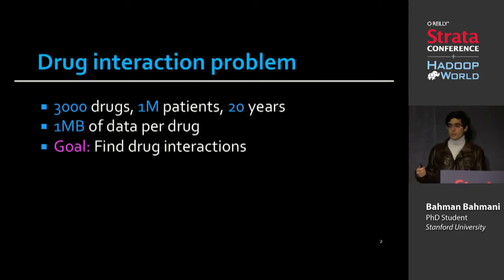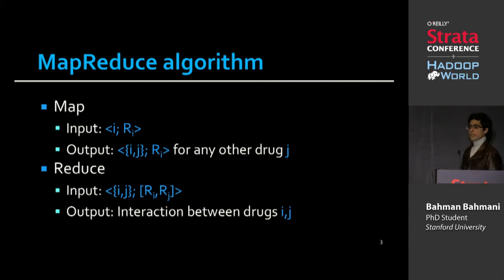And what we want to figure out is if any pair of drugs have negative interactions. So here's a simple MapReduce algorithm for it. I'm assuming that everyone in this room is familiar with MapReduce. The input to the map is a drug I as a key, and its record Ri as the value. Then the map outputs, for any other drug J, the pair (I, J) as a key and Ri as the value. So if I is 1, J can be anything from 2 to 3,000. So it outputs all of these.